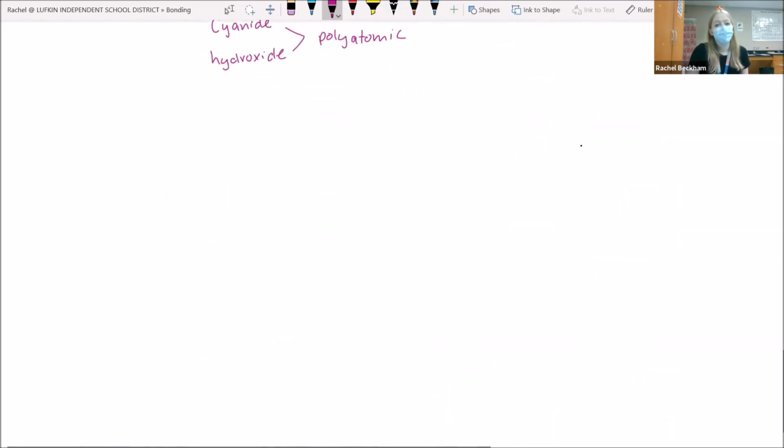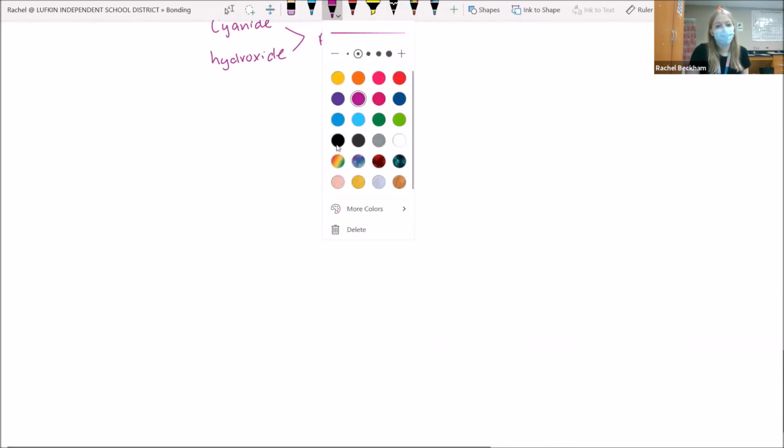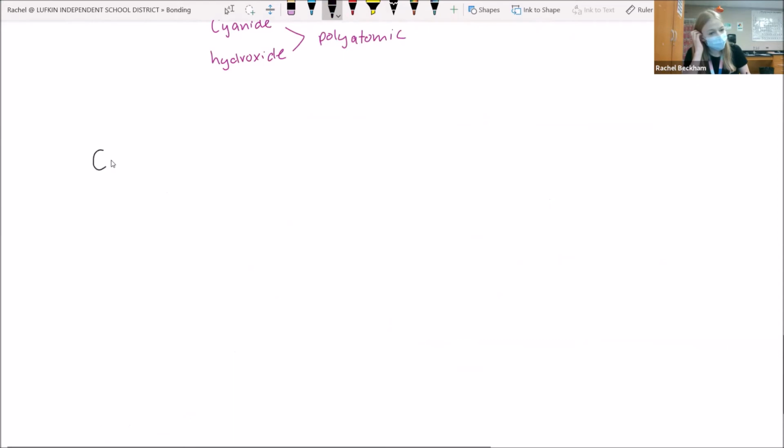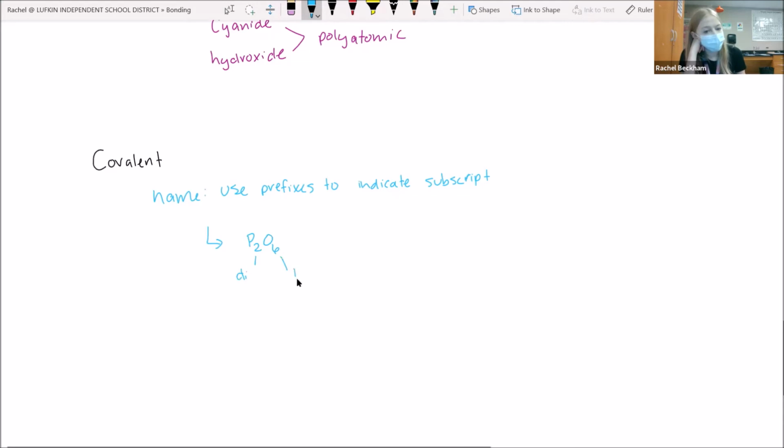All right. That was a huge chunk of what we learned. The next section was covalent, and it's really just one category within it. So when you name it, you use prefixes to indicate the subscript. So the mono, di, tri, tetra indicate subscript. Okay, so for example, if you had P2O6, right? The prefix for 2 is di, the prefix for 6 is hexa.